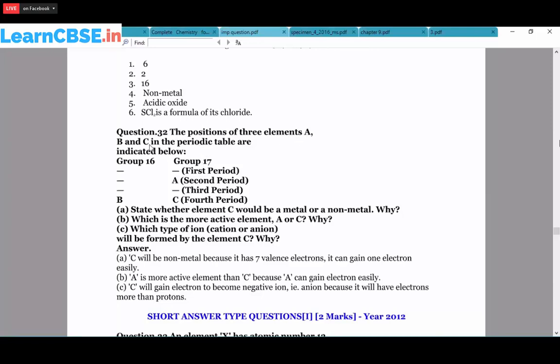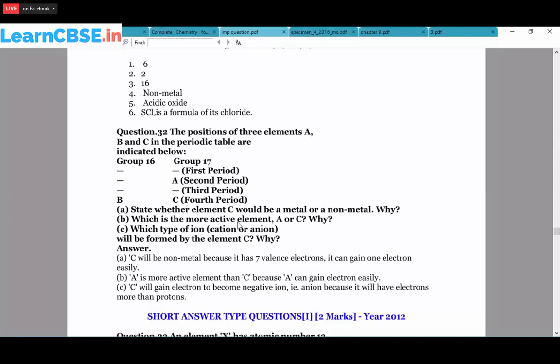The positions of the 3 elements A, B and C in the periodic table are indicated below: group 16, group 17, first period, second period, third period. State whether element C would be a metal or a non-metal, and why. As C is in group 17, there are 7 electrons in the outermost shell. So it can gain 1 electron, and since it gains 1 electron, it is a non-metal.